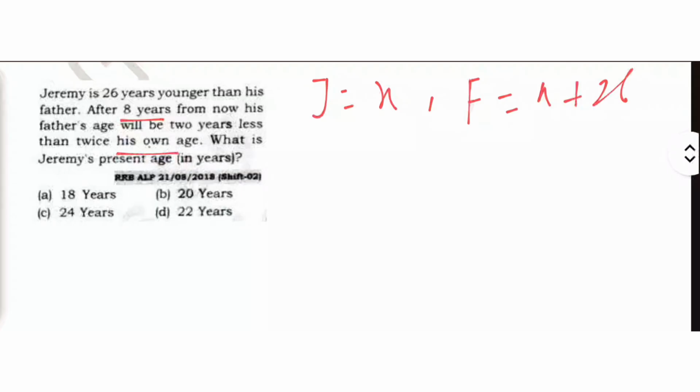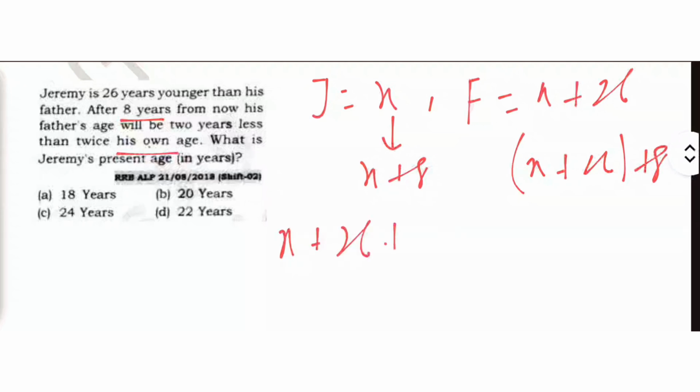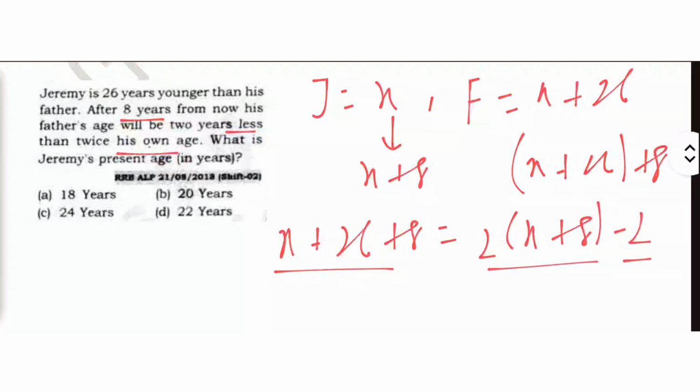They are telling me after 8 years. After 8 years, Jeremy will be what? X plus 8. After 8 years, father will be what? X plus 26 plus 8. Just remember this. So after 8 years, father's age, X plus 26 plus 8, will be 2 years less than twice his own age, that is 2 times X plus 8, minus 2. So the father's age will be 2 years less than twice Jeremy's age.